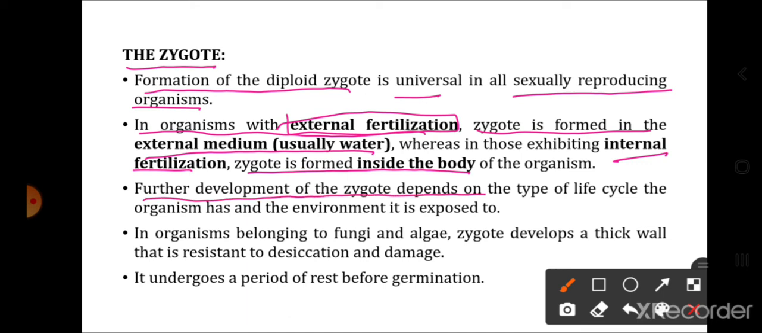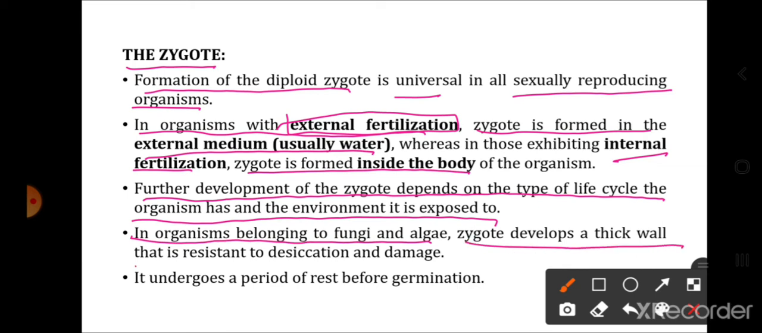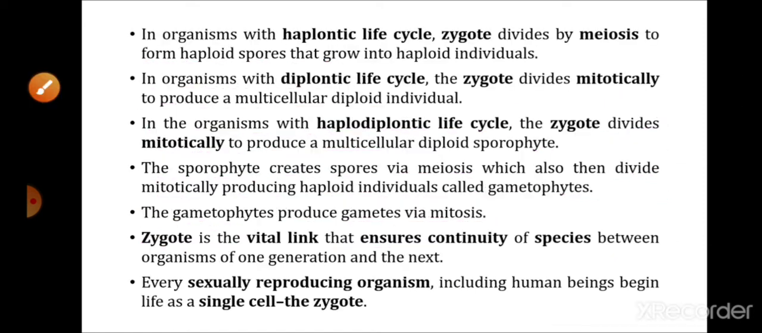Now, further development of the zygote depends upon the life cycle of the organism and the environment it is exposed to. In organisms belonging to algae and fungi, the zygote develops a thick wall that is resistant to desiccation and damage. So, algae and fungi produce a thick wall surrounding the zygote which protects it against desiccation, that is dryness, and damage. It undergoes a period of rest before germination. So, the zygote forms a thick wall, then undergoes a period of rest, and only after that will it germinate.